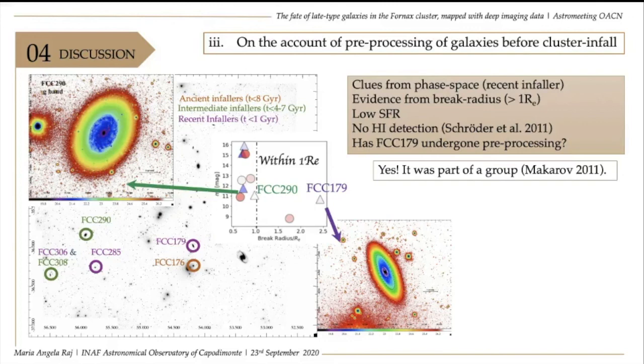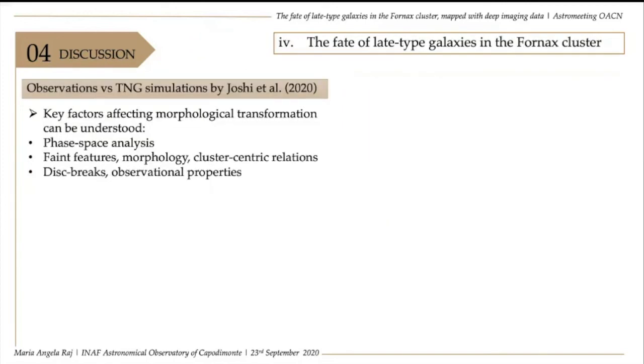So we've looked at those galaxies which are pre-processed, and those which are undergoing transformation in the cluster environment. Putting all of this together, we can try to predict the fate of LTGs in the Fornax cluster. To do this, we have to compare results from observations and simulations. From observations, we have deep imaging data. We look at the faint features, the morphology, the cluster-centric relations, disk breaks, observational properties, as well as phase space analysis.